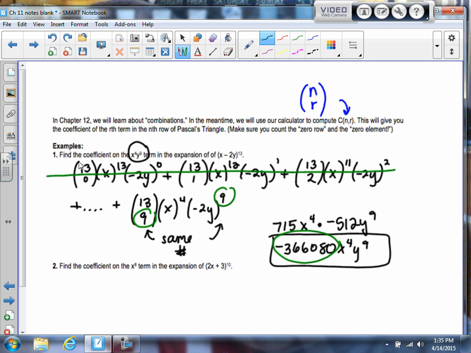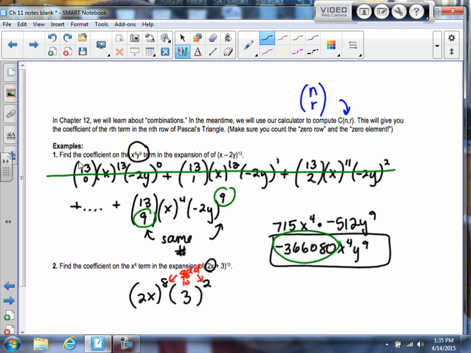If I need the x to the 8th term, that means this part right here, the 2x, needs to be the part that's raised to the 8th. That's the only way I'm going to get x to the 8th. If I raise it to the 7th, I would have something with x to the 7th. And then the 3 needs to be raised to the what? Not 10. 2. Those powers add to be 10.